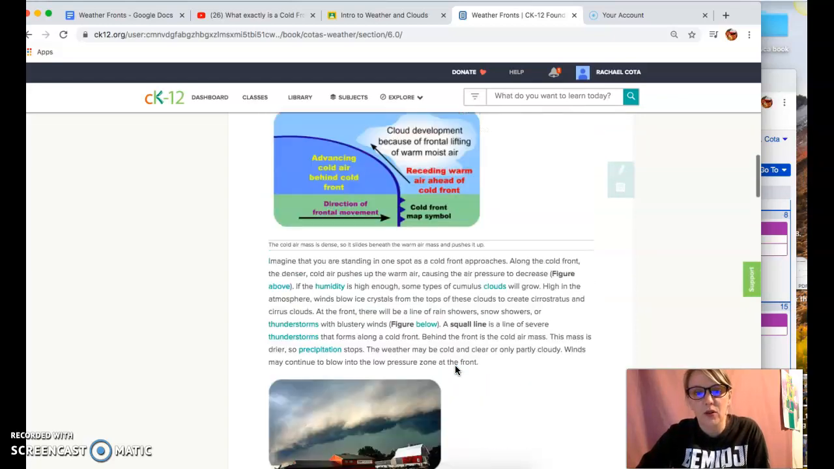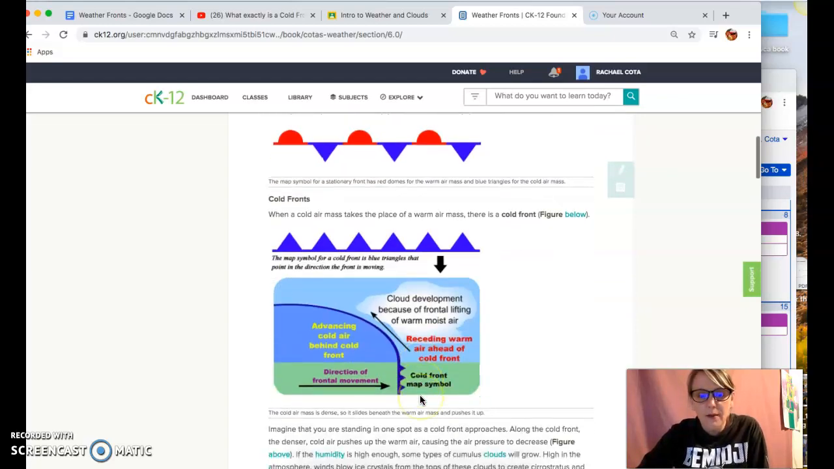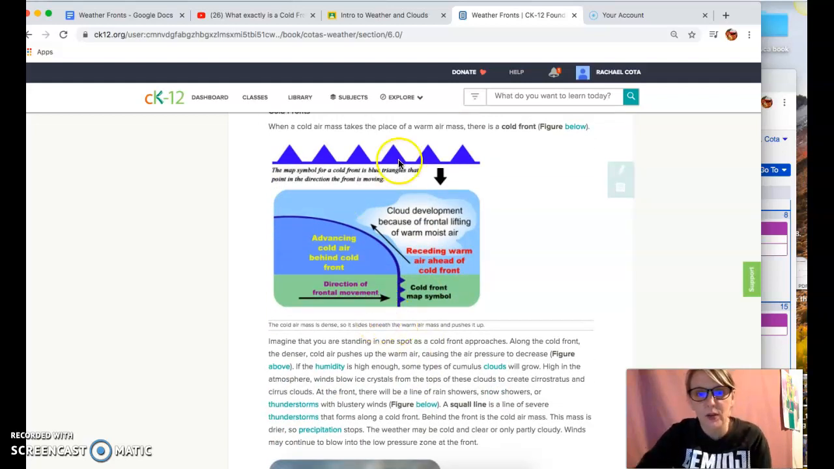Okay, so let's talk about cold fronts first. On a weather map, they look just like this. They look like these little spiky things, and the spiky things are always pointed in the direction that the cold air is moving. So in this case, picture yourself standing right here and a cold air blast is coming at you. It's going to move in. You see these pointy things that are pointing in that direction.